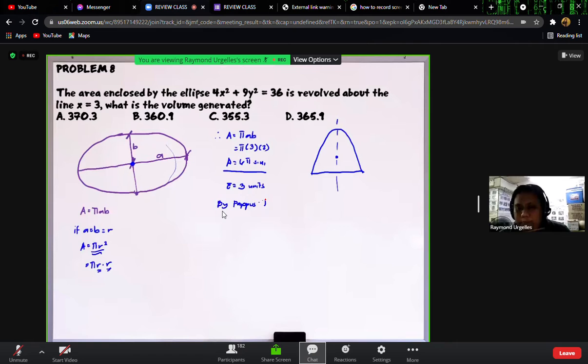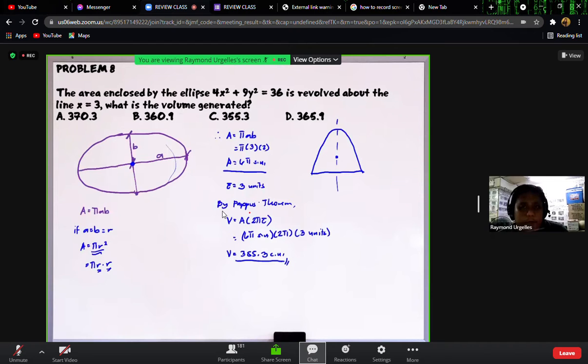Therefore, by Pappus theorem, we will get that the volume is equal to area multiplied by 2 pi C-bar. So we have 6 pi square units multiplied by 2 pi multiplied by 3 units. Then this is equivalent to 6 pi times 2 pi times 3, so we have 355.3 cubic units.